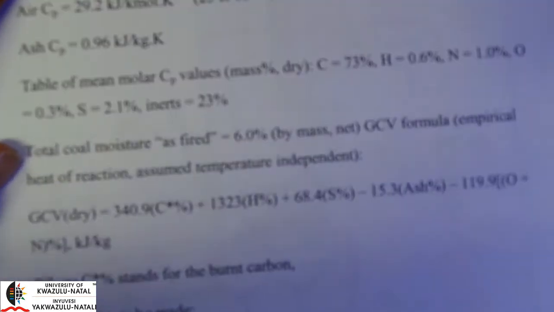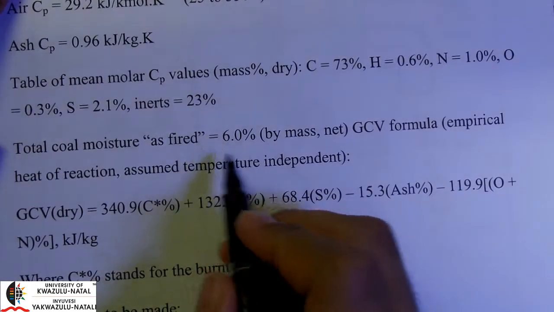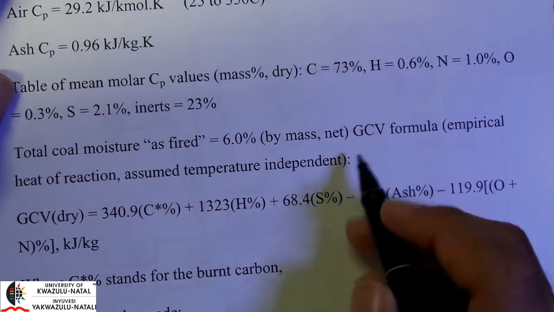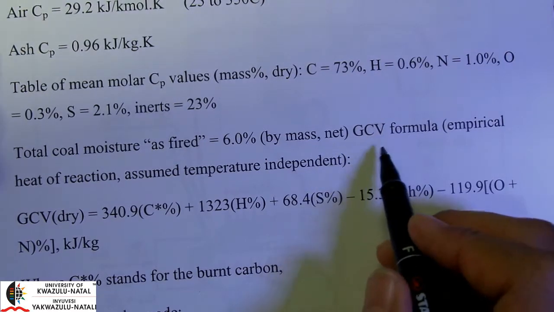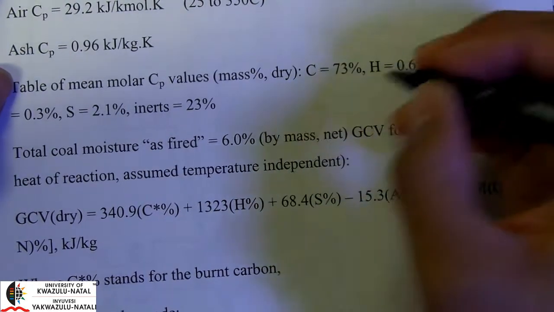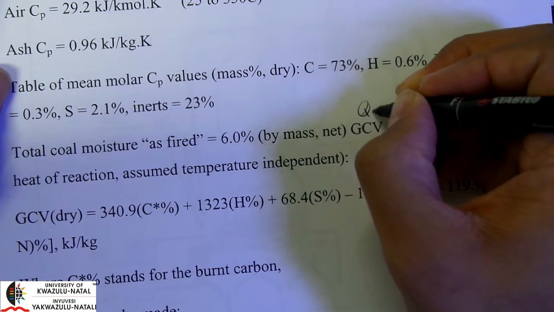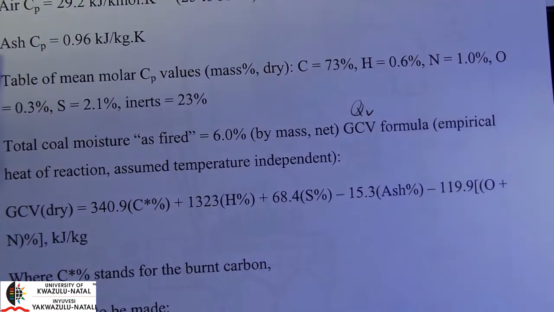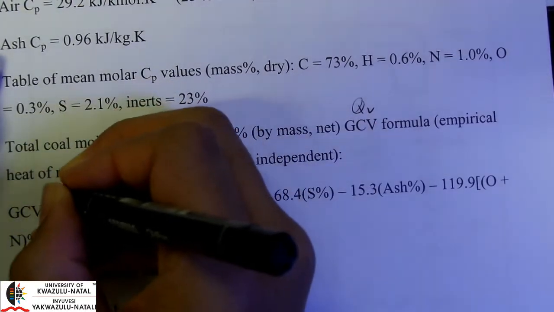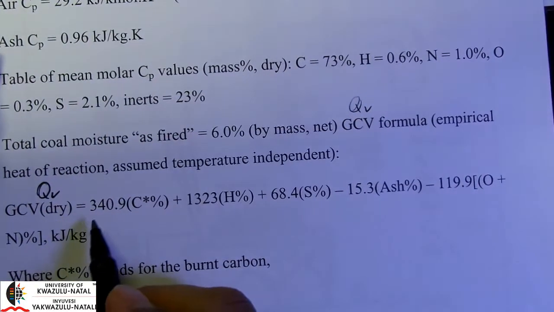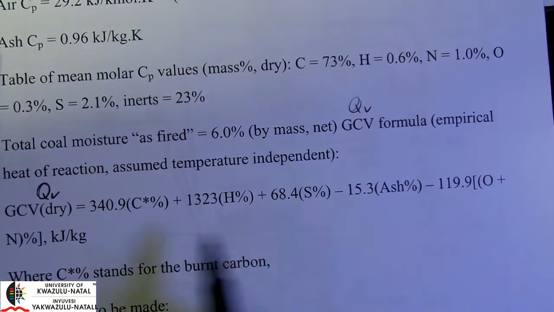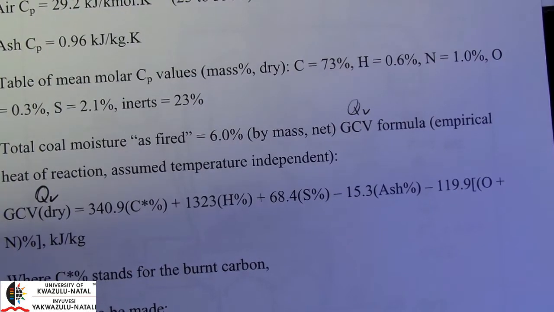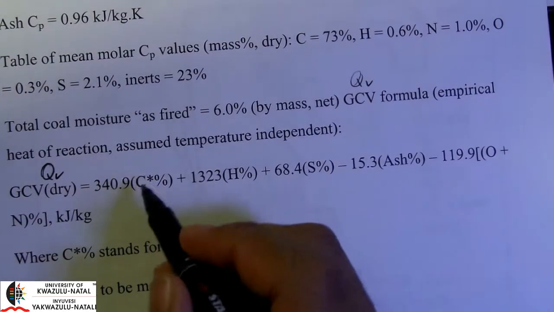So 6% moisture by mass. And we have also been given a specialized gross calorific value formula, in other words, a high heating value formula. This is our QV that we've been talking about in the previous examples. So our QV is given as follows.